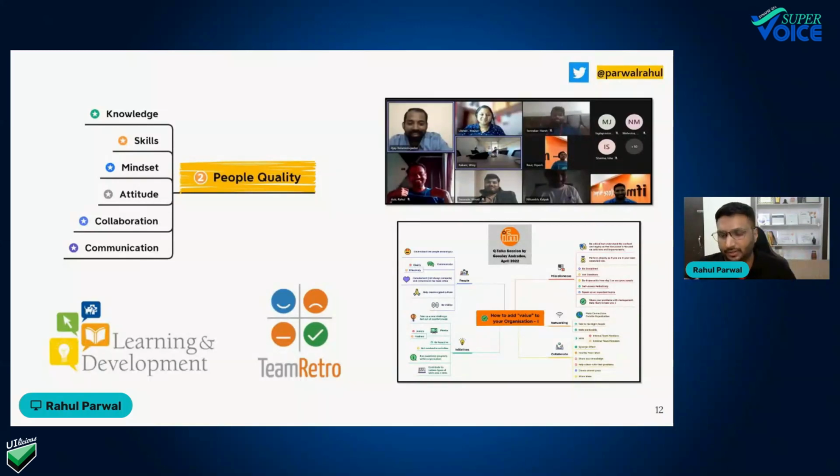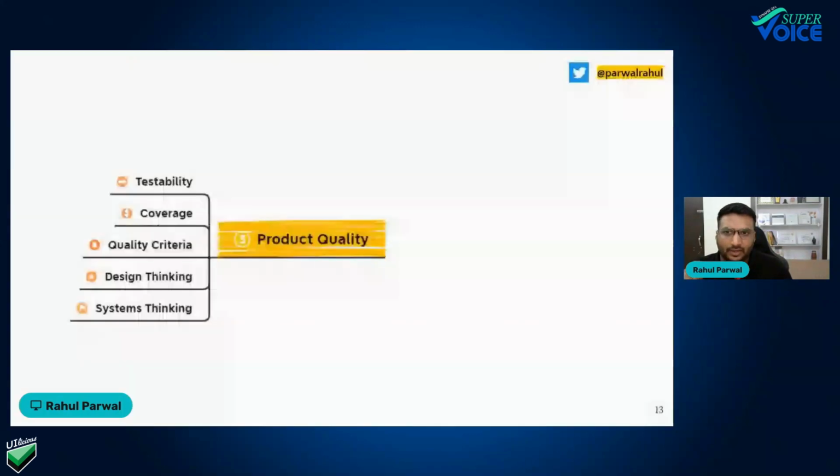So these are some of the opportunities that we created within our organization for collaboration, and that essentially helped in boosting the people quality. Now the third notion of quality that I want to talk about is product quality. By product quality, we focused on certain elements like design thinking, systems thinking, and the quality criteria.